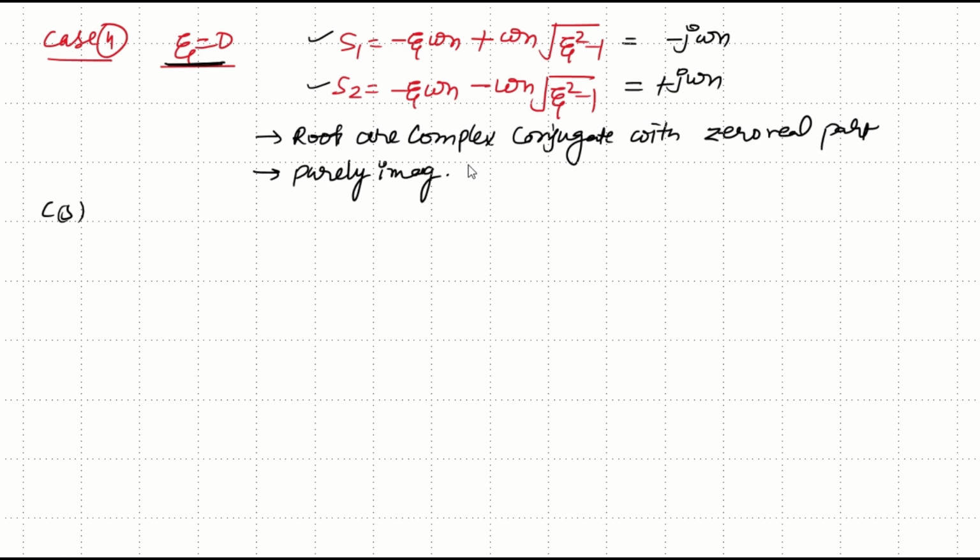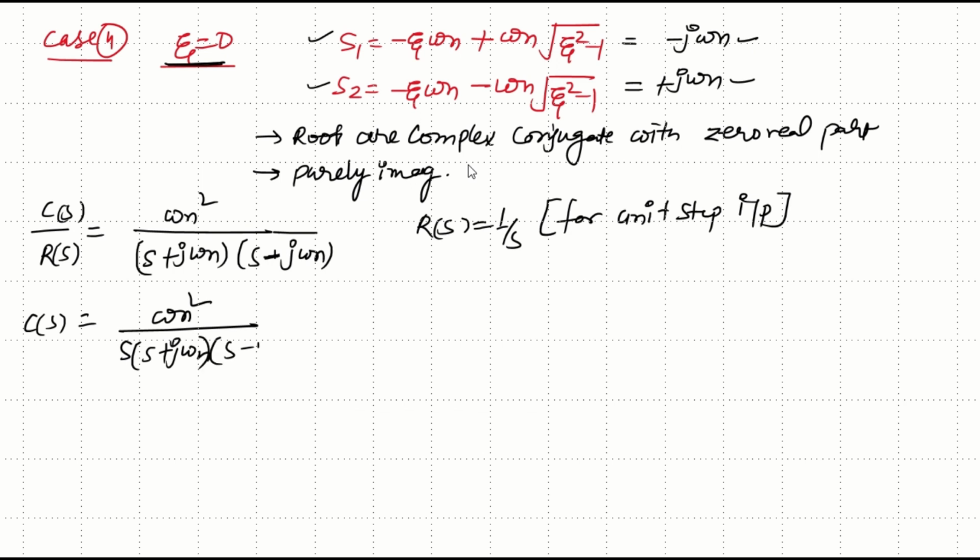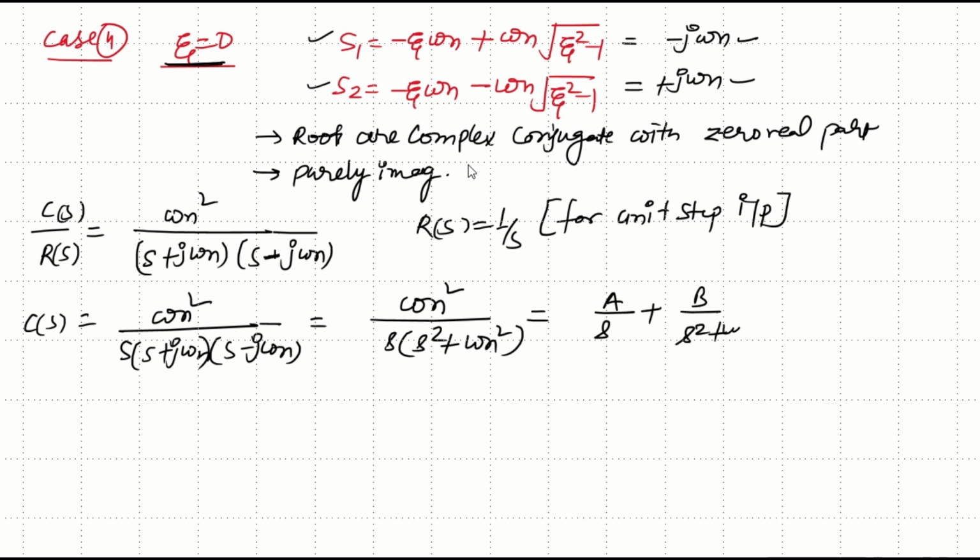So in this case, the transfer function C(s)/R(s) is given by omega n square divided by (s plus j omega n)(s minus j omega n), since the roots are minus j omega n and plus j omega n. Now for R(s) equal to 1/s, a unit step input, C(s) is omega n square divided by s times (s square plus omega n square). Again we can do partial fractions: a/s plus b/(s square plus omega n square).